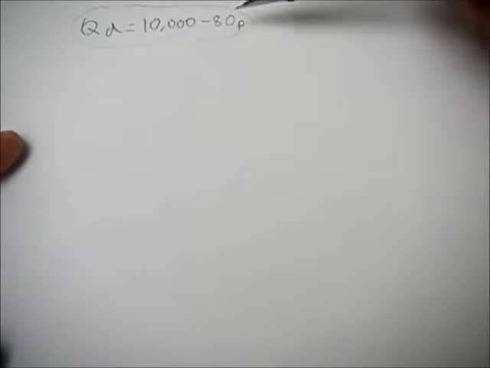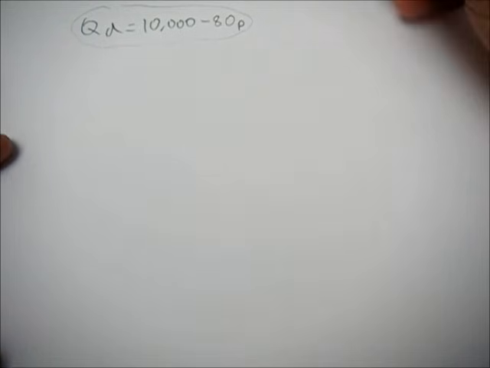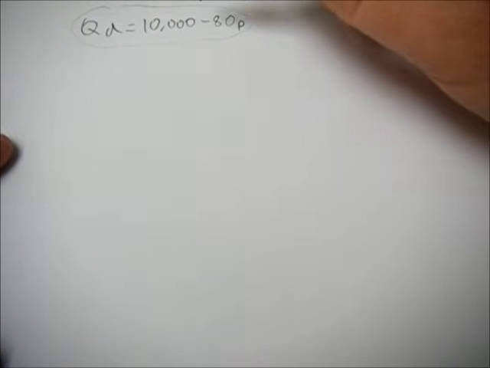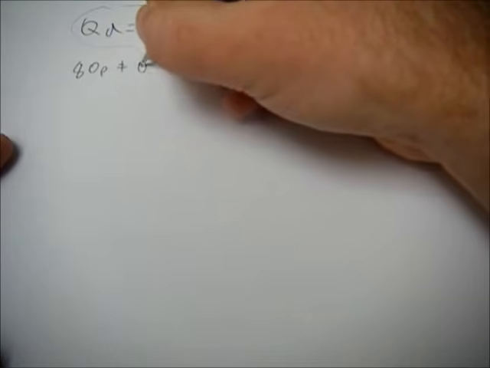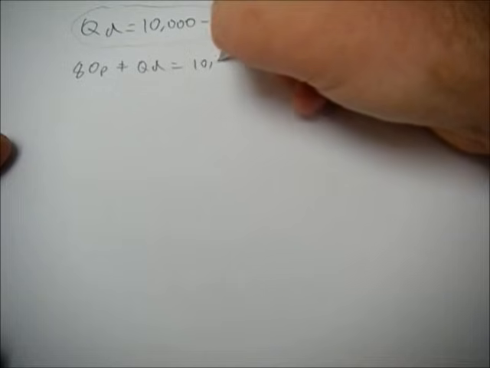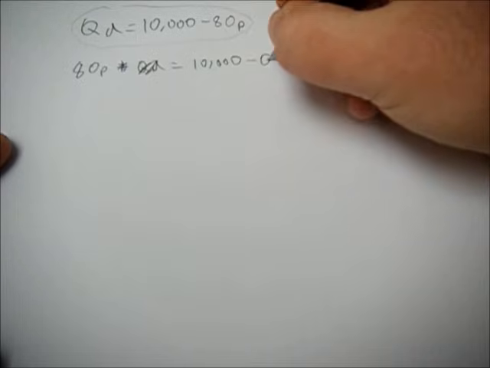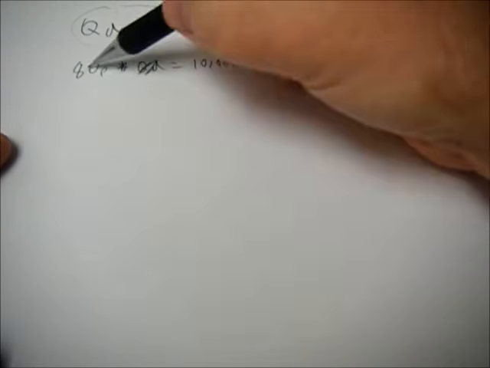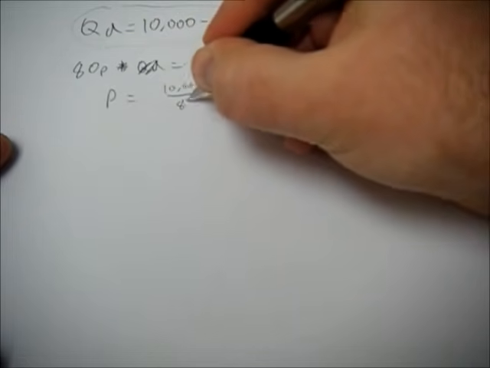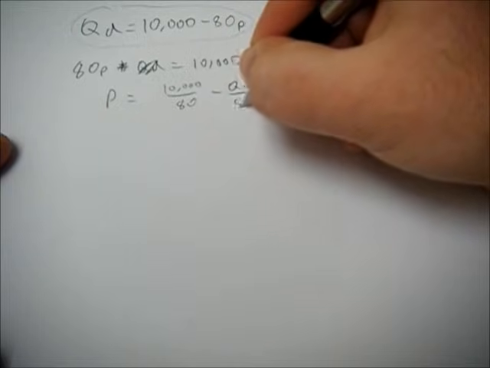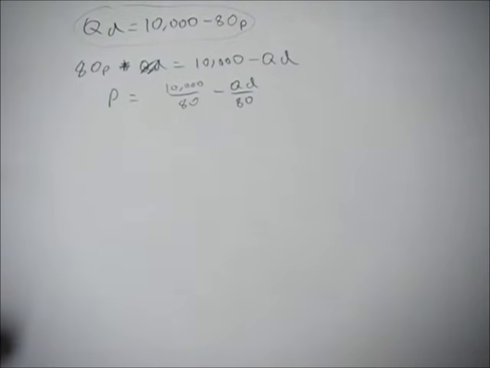So as an example, let's take this function and solve for P. To solve this for P, we would have to add 80p to both sides, so we would get 80p plus our QD equals 10,000, and then subtract QD from both sides, and then divide both sides by this 80, and that would give us P equals 10,000 over 80 minus QD over 80.